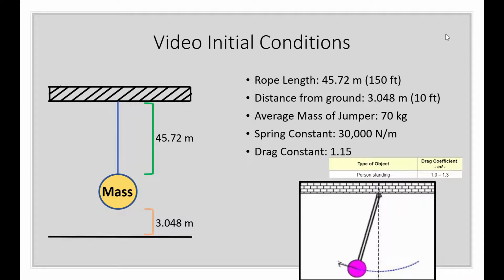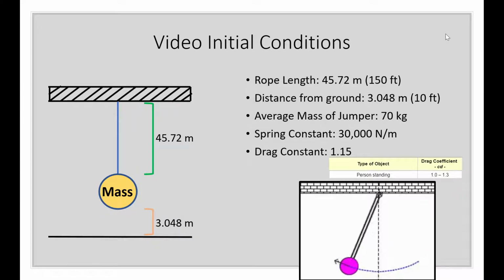After watching the behind-the-scenes video, I was able to obtain several initial conditions and values. Once again, the video states that the jumper moves like a pendulum as pictured to the bottom right, and I also learned that the rope length was 45.72 meters. The jumper's distance from the ground when the rope is fully stretched is 3.048 meters, and the spring constant was 30,000 newtons per meter.